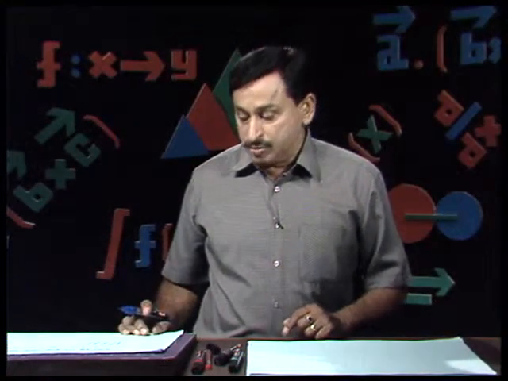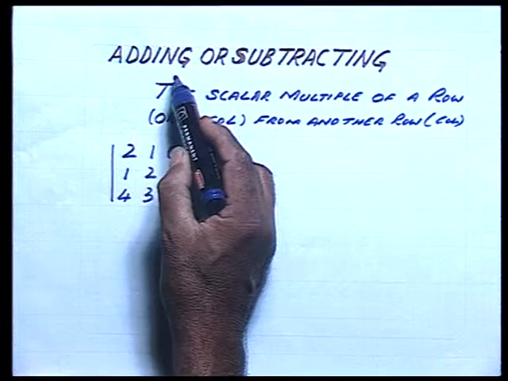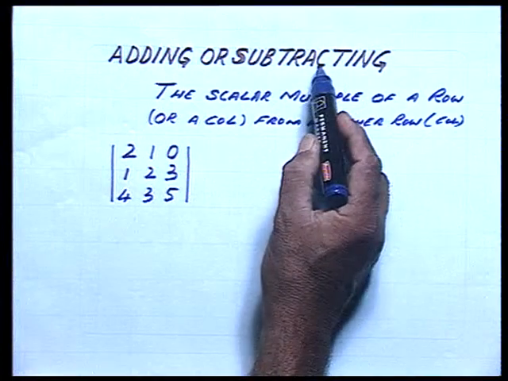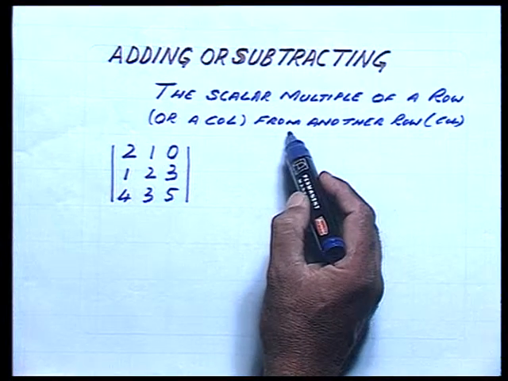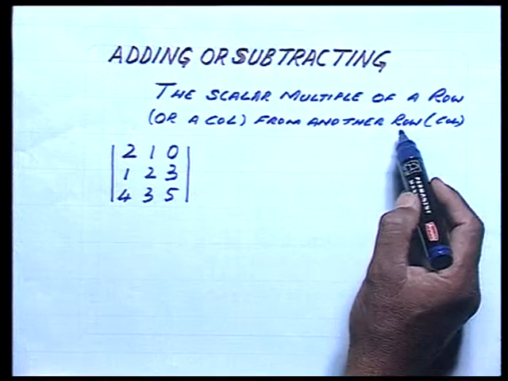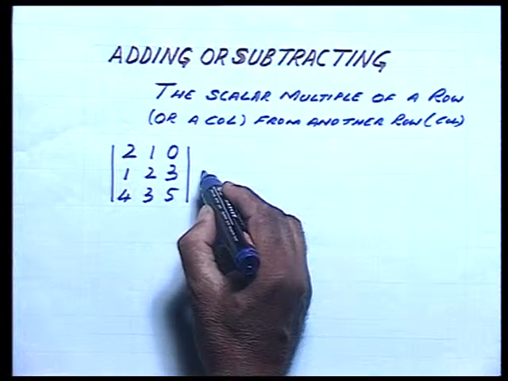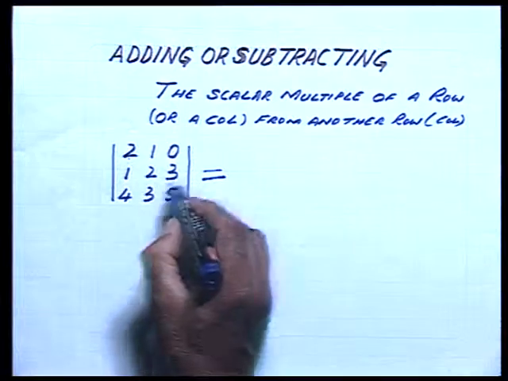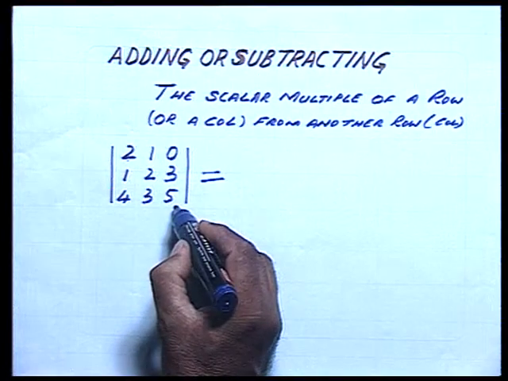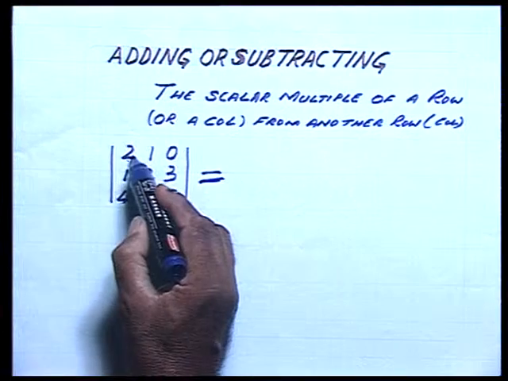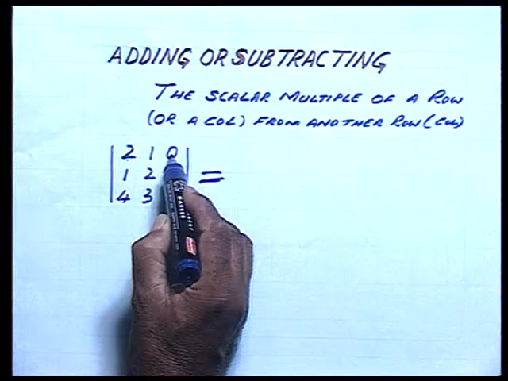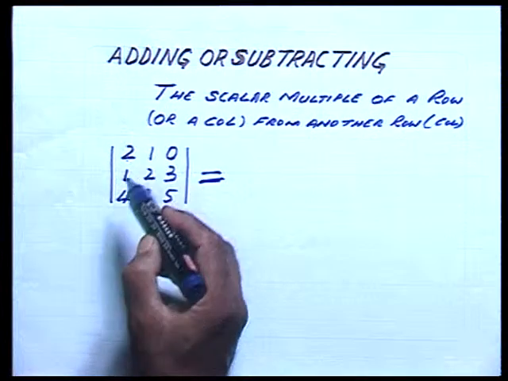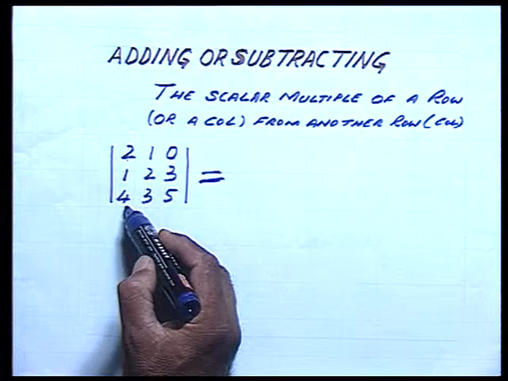Here we go on to the next property, that in case we add or subtract the scalar multiple of a row, or for that matter a column, to another row or subtract it from another column. Say this is it, 2, 1, 0, 1, 2, 3, 4, 3, 5 is a determinant. What I do is, double of this, that is I take 2 times 2, 2 times 1, that is the scalar that I am using is 2. I subtract that from this third row. Let us see what I get.